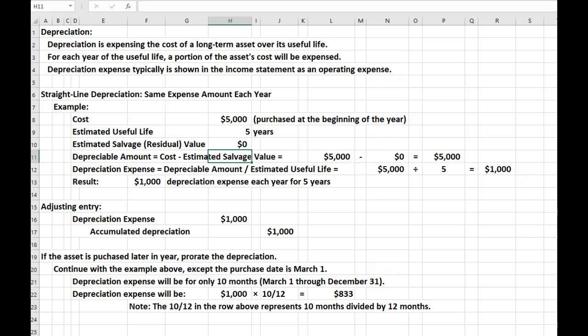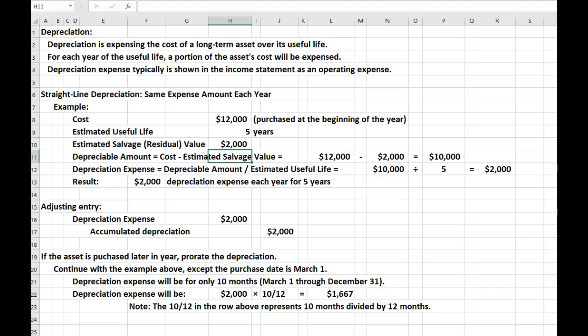Now let's go back and change the numbers a little bit. Let's go up to an asset that cost us, let's say, $12,000. The life, let's keep it 5 years. And let's say the estimated residual value is $2,000. All right. So let's look at the results.